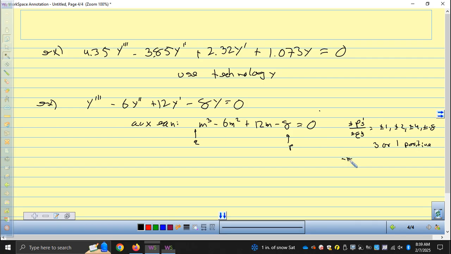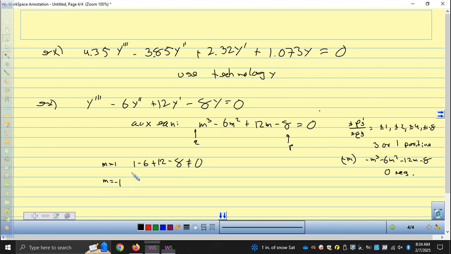For negative m, if I plug in negative m, I get negative m to the 3rd minus 6m squared minus 12m minus 8. So there are no sign changes here, so there are 0 negative real zeros. So I'm only going to focus on positives. I plugged in when m equals 1. It's easy to plug in. That's just 1 minus 6 plus 12 minus 8, which is not 0.